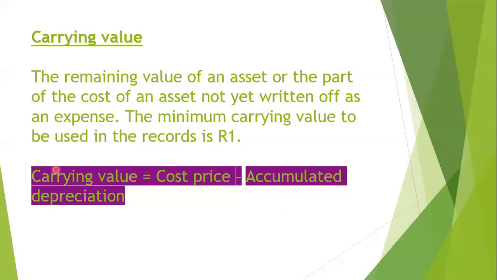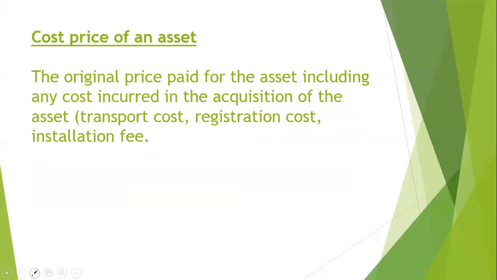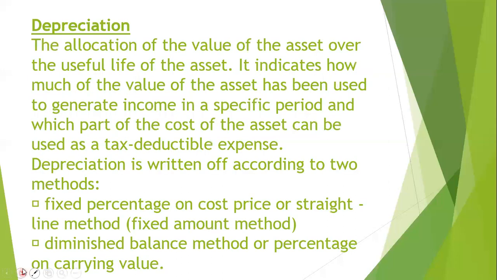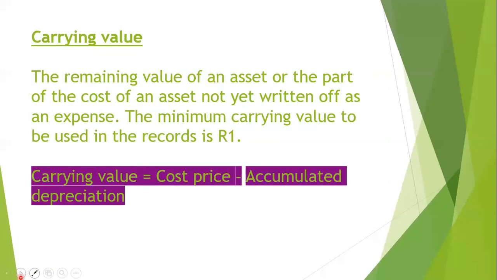Okay, so let's go back to this original price here. Cost price of an asset, the original price paid for the asset, including any cost incurred in the acquisition of the asset. That is the transport cost, registration cost, installation fee. Remember the aircon example? It was the 5,000 Rand plus the additional 2,000 Rand, 1,000 being for transportation and the other 1,000 being for installing it. So that was 7,000. Okay. So that was the cost price.